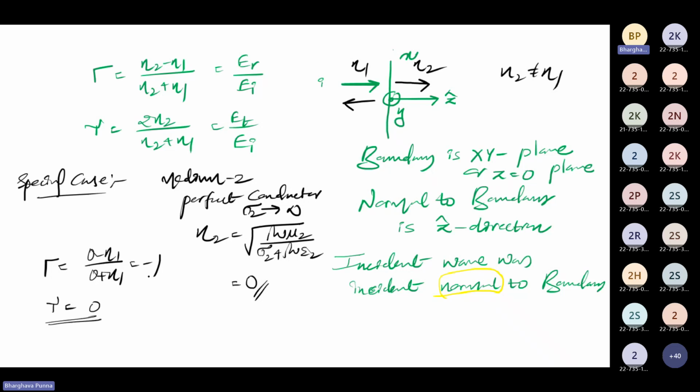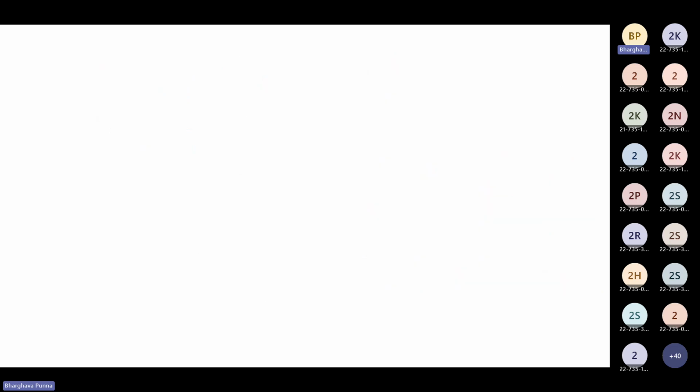So this one will get. So what is the meaning of this one? It is not about just getting the values for gamma and tau. From that we have to get the conclusions. So in the next slide I'm writing, eta 2 is 0 for the perfect conductor. That means medium 2 is a perfect electric conductor, like this we can take. So in this particular case, we got gamma is equal to minus 1 and tau is equal to 0.